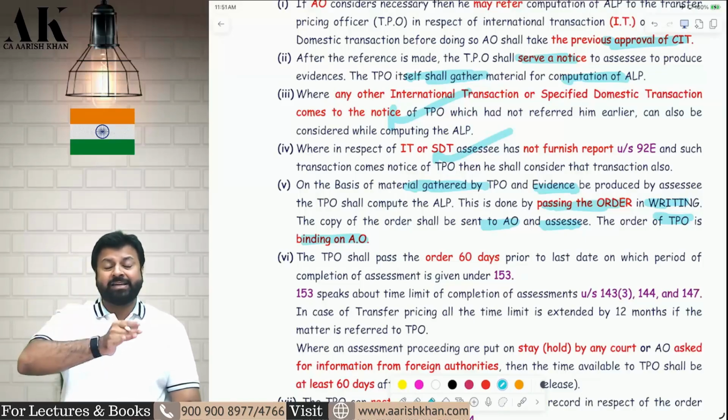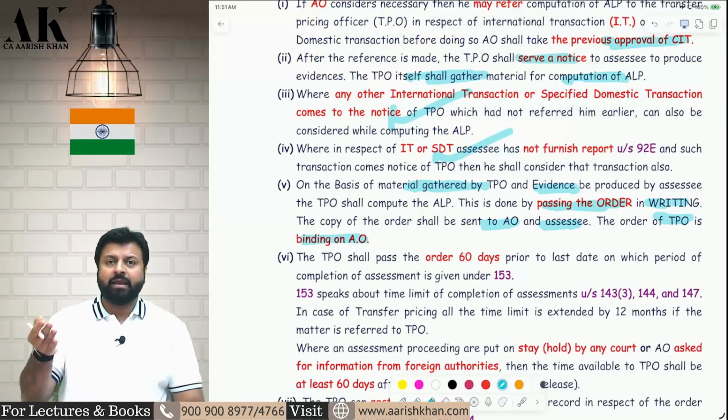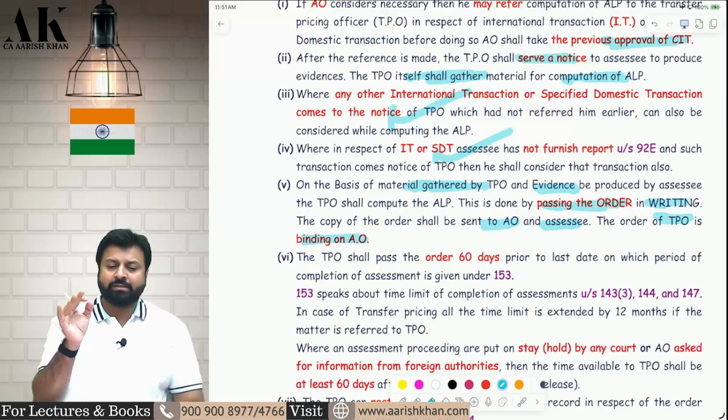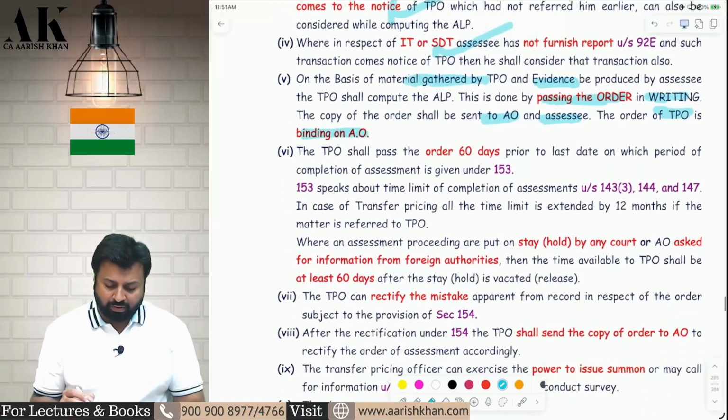At least 60 days prior to that, the TPO should pass an order. At least 60 days prior to that means the TPO should pass an order by 30th of Jan 2029. So if the TPO passes the order by 30th Jan 2029, you can say that the TPO has passed an order at least 60 days prior to that. I hope it is clear to all of you.